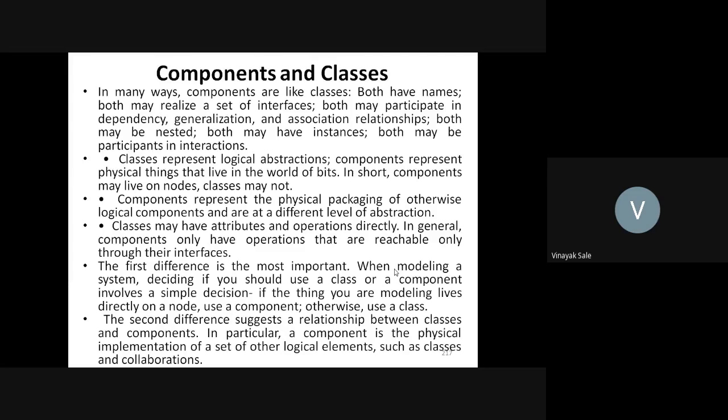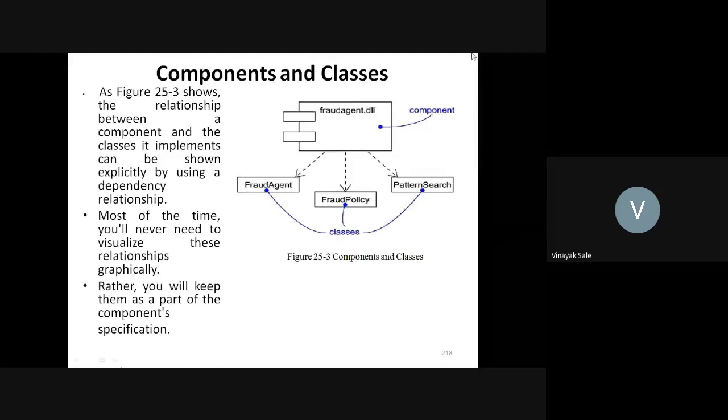The second difference suggests a relationship between classes and components. A component is a physical implementation of a set of other logical elements such as classes and collaborations. See this figure: this is the component with the particular name fraudagent.dll, and it has different classes related to this component, such as fraud agent, fraud policy, pattern search. A component can be shown like this figure, whereas classes can be shown only as a rectangle.